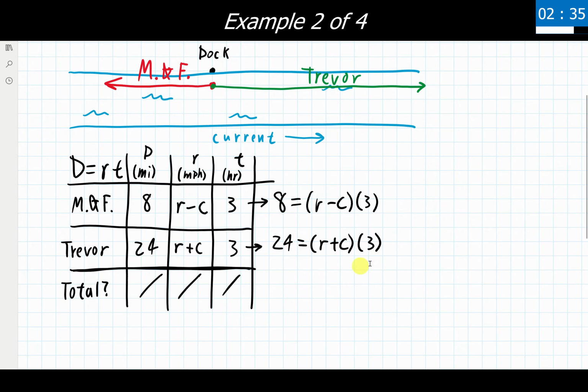And here we have our system of equations. We have two equations, each of which have two unknowns in them. I could rewrite them a little bit further if I wanted to. Let's say I distribute the 3 through to everything. I'm going to go ahead and write that result right over here. So I'd be getting 8 equals 3r minus 3c, and then 24 equals 3r plus 3c. And again, all I'm doing is just distributing these 3's through accordingly.